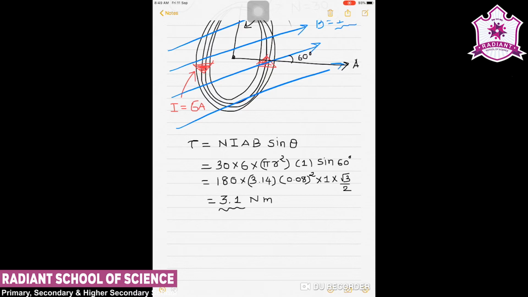So if there is any type of loop with any type of shape, but we are not going to change the area vector or area value, then the answer remains the same, because it does not depend on the shape of that coil, but it depends on the value of that area vector. So if the area vector is not changed, our answer remains the same.